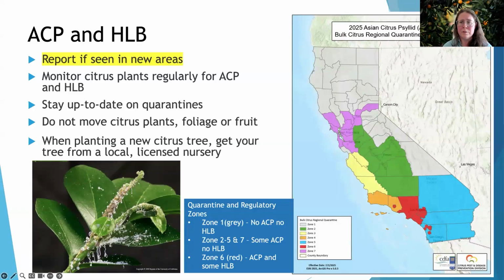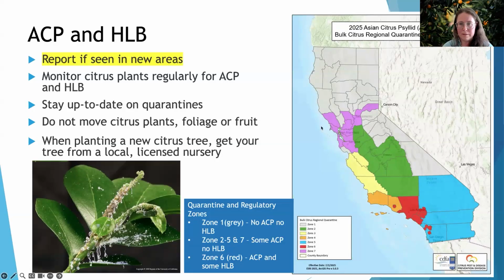There are some other things you can do to monitor for this pest and help prevent it from spreading. You can look for signs of ACP on the new growth of your citrus plants periodically, and signs of disease on the fruit and foliage. Stay up to date on local quarantines for this pest. And also keep your citrus fruit and plants local, because movement of infested plant material or fruit can spread this pest to new areas. And finally, when planting a new citrus tree, buy it from a local licensed nursery.